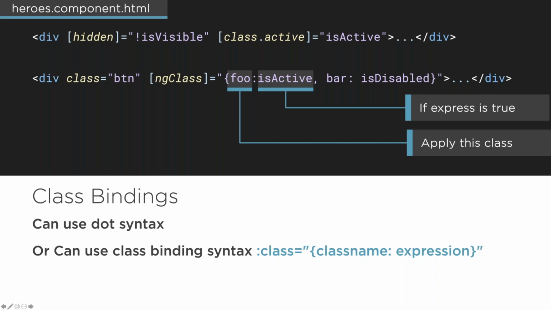Now, likewise, if isDisabled is true in our model, it's also going to add the bar class to our CSS in the page. So what's nice about this syntax of the ngClass is it evaluates each expression inside those curly braces separately, so it can add or remove classes as you need.